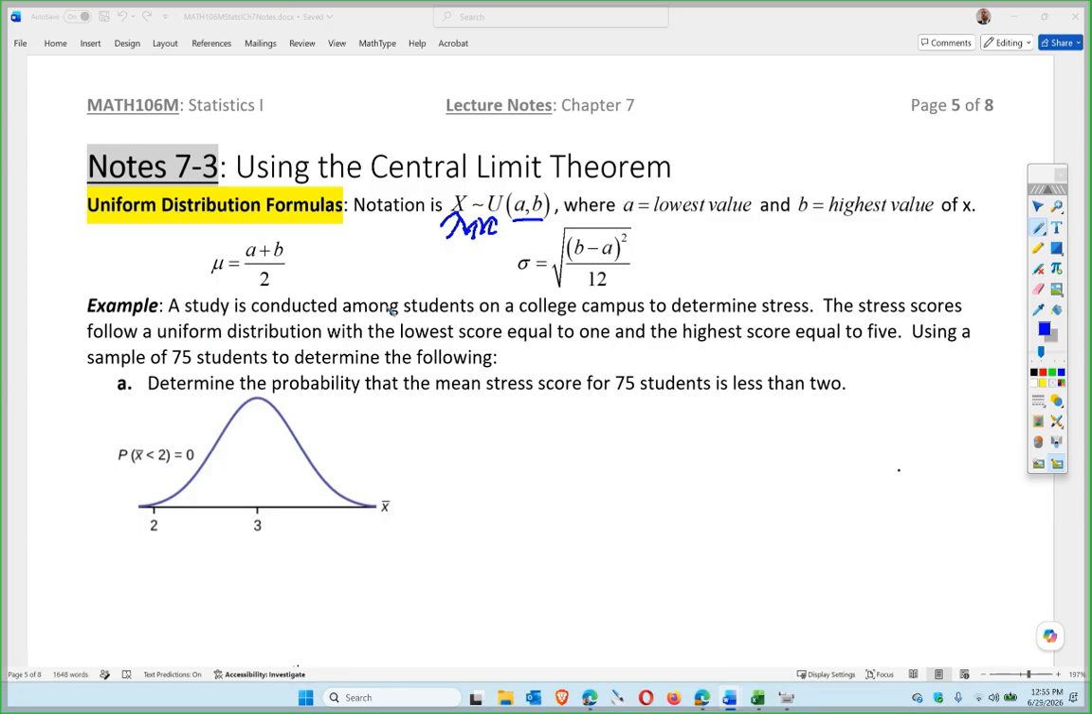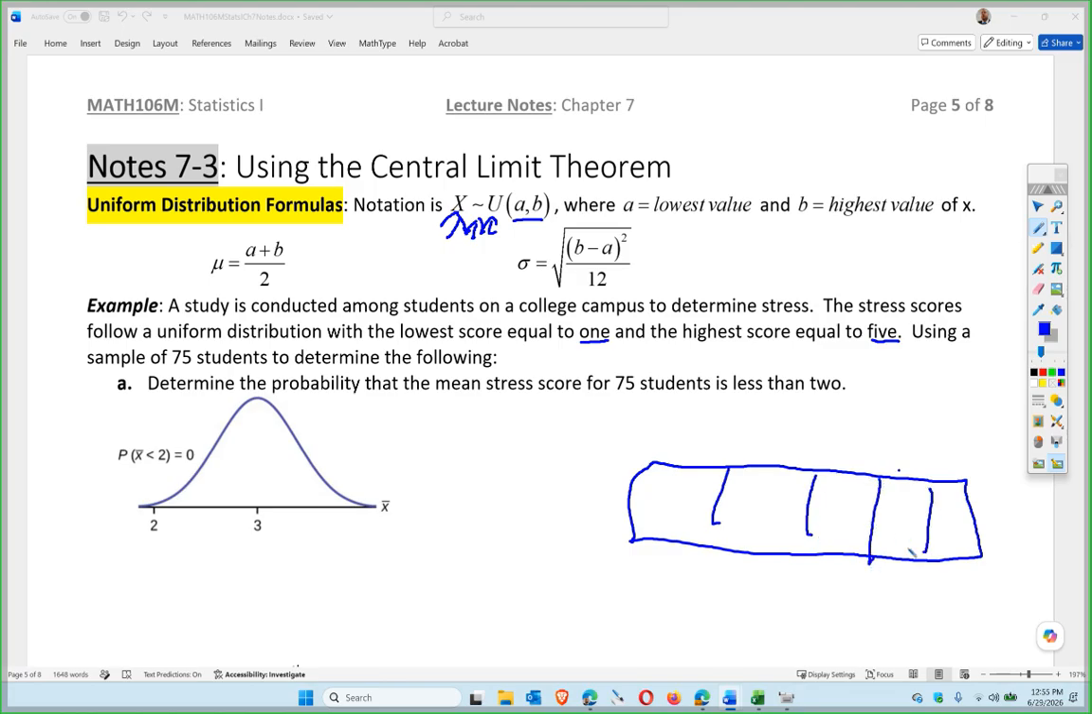So let's say we have a study conducted among students at a college campus to determine stress. The stress scores are between 1 and 5, right? So you can choose 1, 2, 3, 4, or 5, and if you graph the data, it's going to be uniform, basically. 1, 2, 3, 4, and 5, right? So the same number of people pick each one, essentially, right?